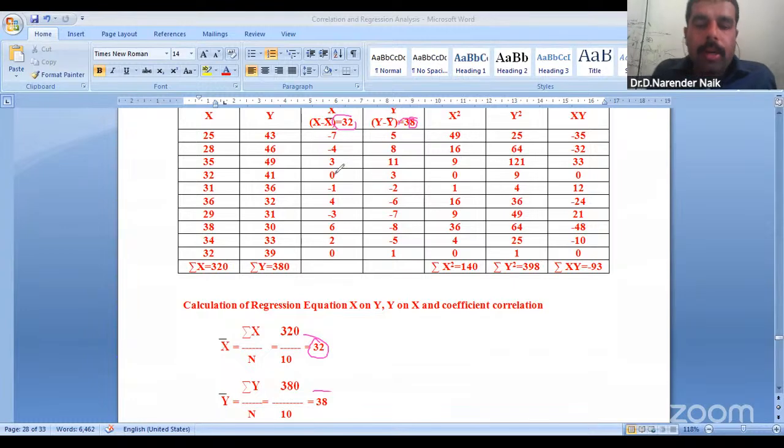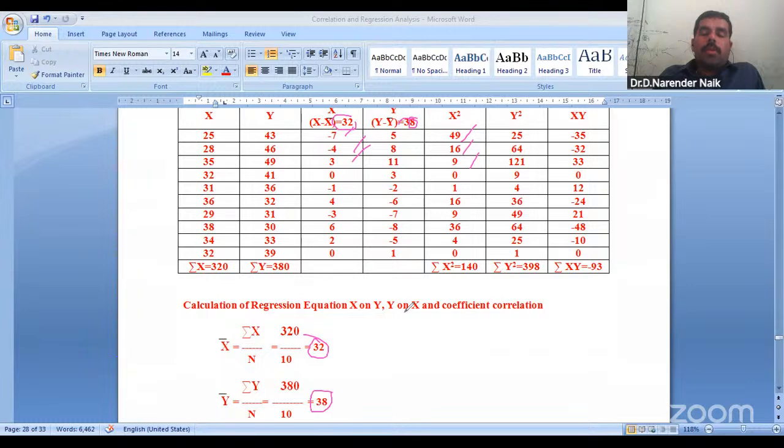Okay. So getting these values, simply x square, y square: 7 square is 49, 4 square 16, 3 square 9, 0 square 0, 1 square 1, 4 square 16, 3 square 9, 6 square 36, 2 square 4, then 0 square 0. Okay. The remaining y square also, same procedure. In the procedure there is no change. See, this method is very interesting.